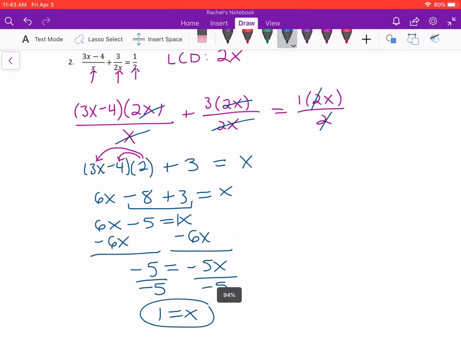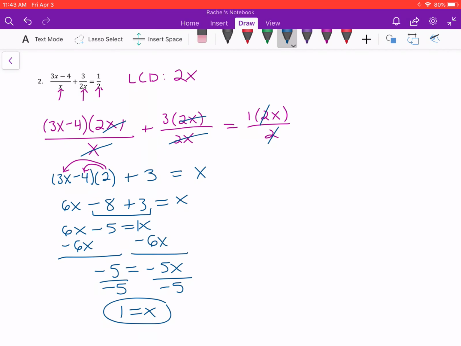Let's double check to make sure that is not going to be extraneous. So if I plug 1 into my original equation, I have 3 times 1 minus 4 over 1 plus 3 over 2 times 1 equals 1/2. Let's look at all those denominators. My first denominator is just 1, that's fine. My second denominator, 2 times 1 is just 2, that's fine. My third denominator is 2, and that's also fine. I don't have zeros in any of the denominators, which means that 1 is not an extraneous solution. So that would be our answer.